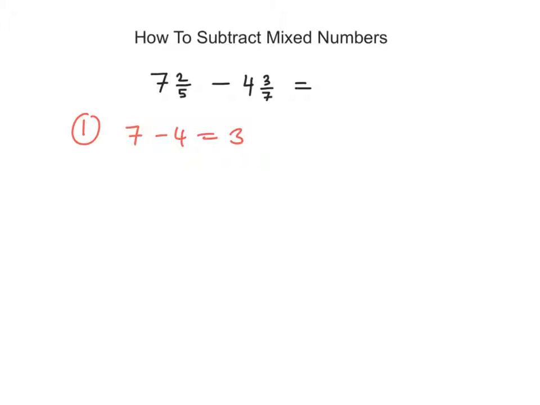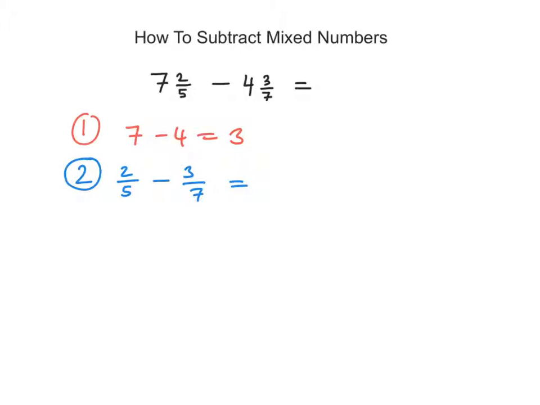And then step 2, we subtract the fractional parts, well, 2/5 minus 3/7. Now here you have to be careful. 2/5 minus 3/7. Now, are the bases the same? No, the bases are not the same. We need to make the bases the same. The lowest common multiple of 5 and 7 is just 35.